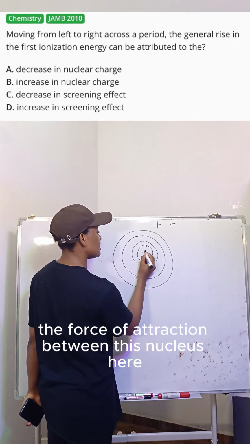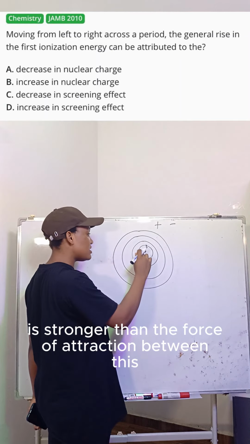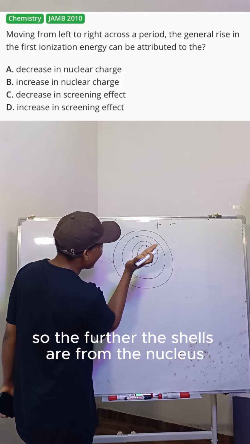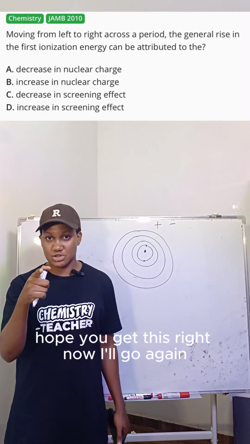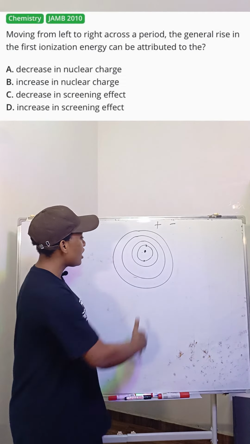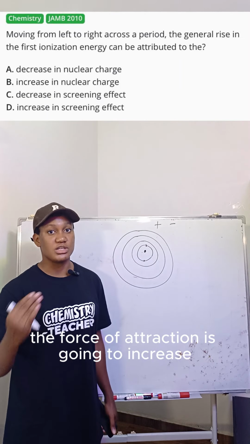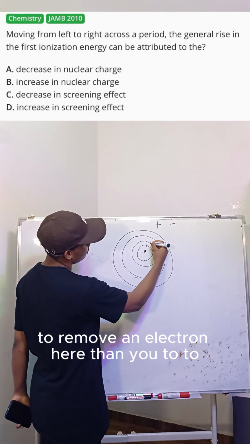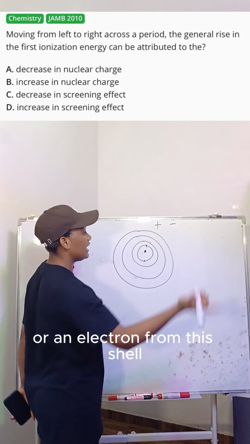The force of attraction between the nucleus and the K shell is stronger than the force of attraction between the nucleus and the other shells. So the further the shells are from the nucleus, the lesser the force of attraction holding them. Hope you get this right. I'll go again. Once the shells are far away from the nucleus, the force of attraction reduces. Once they are closer, the force of attraction increases. That is why you need more energy to remove an electron from the K shell than you would need to remove an electron from the other shells.